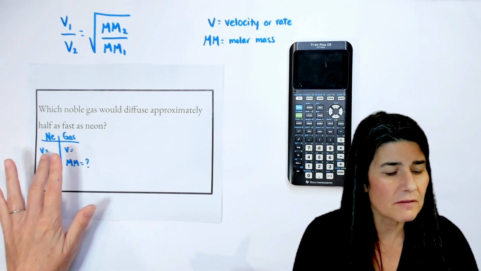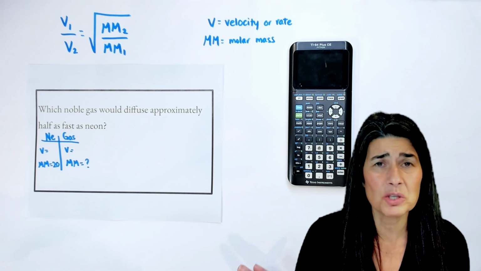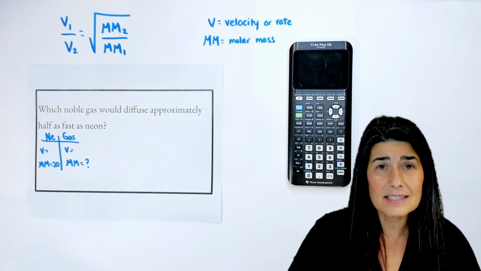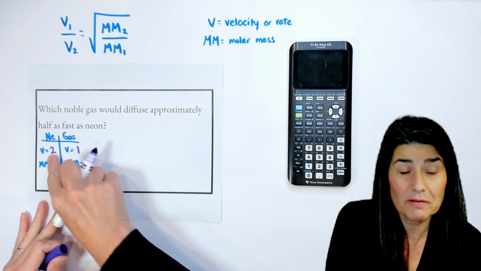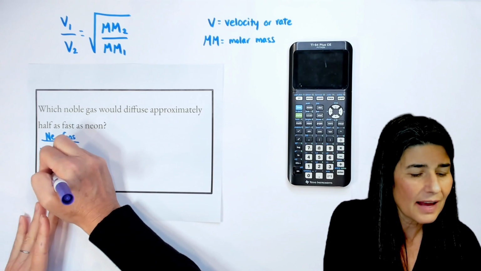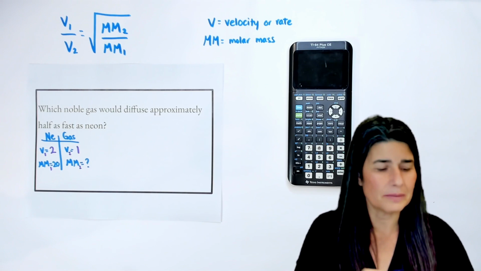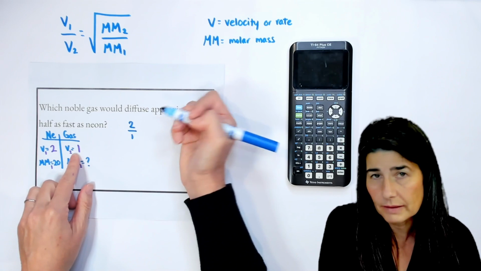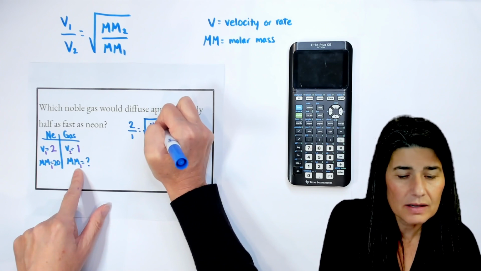Now, as far as variables go, all I need to do for those velocities is make up any two velocities where my gas is half as fast as neon. The easiest numbers to make up: 2 and 1. My gas is half as fast, or neon is twice as fast. Now I'm going to go ahead and assign one of these V1 and one V2. It does not matter who is which. So I'm going to call these V1, MM1, V2, MM2, and I'm going to plug this into my equation. V1, 2, over V2, 1, is the square root of MM2, which I don't know, over MM1, which is 20.